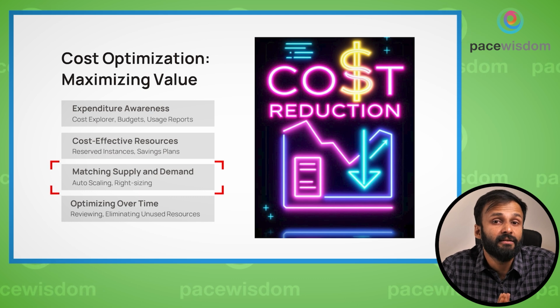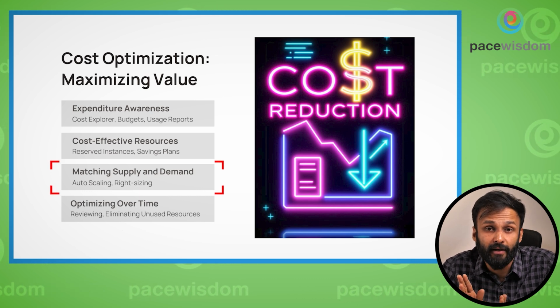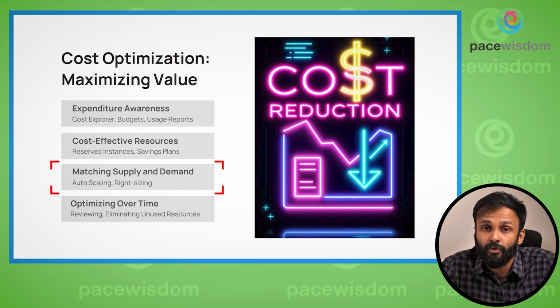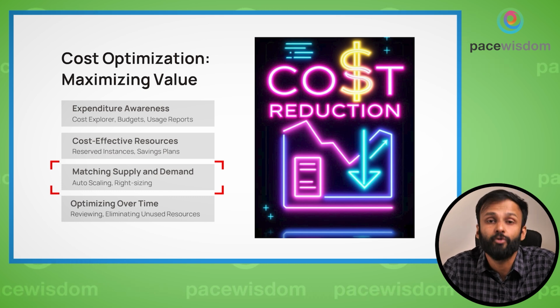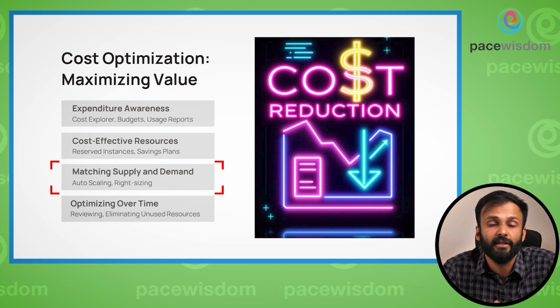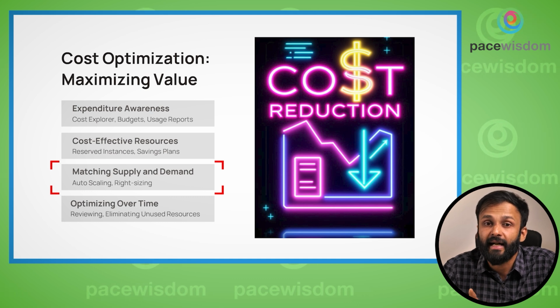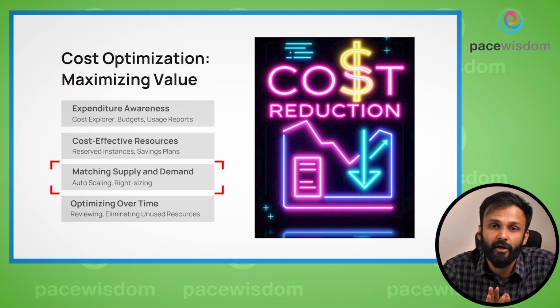And matching the proper supply and demand, right? So what happens is you should use auto scaling services to automatically adjust your compute capacity based on the demand. Right sizing resources is to avoid over provisioning.